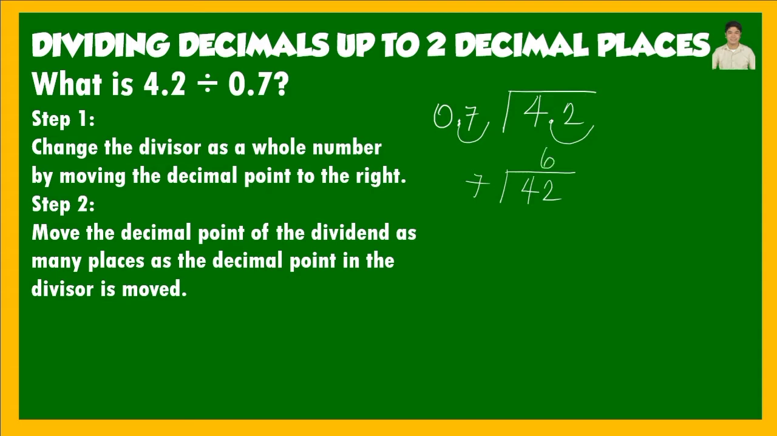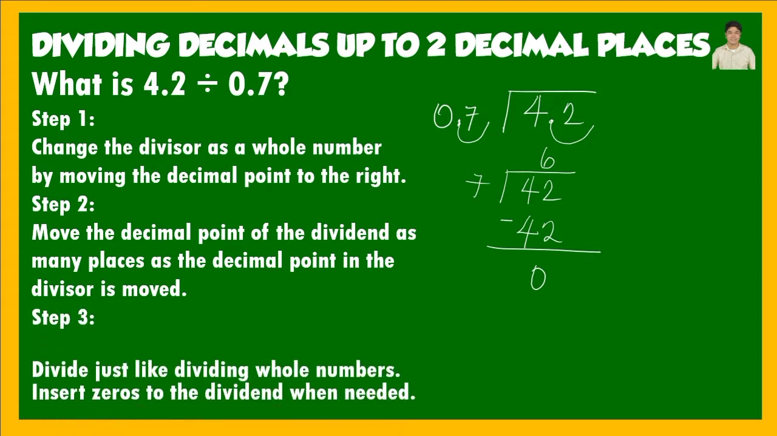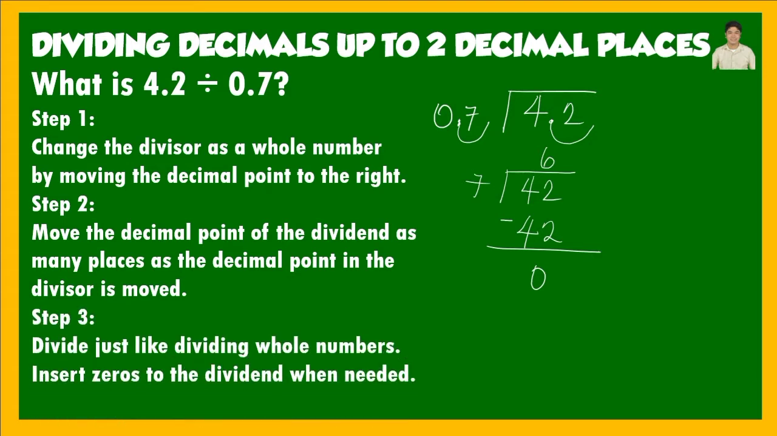And then 6 times 7, that is 42. And then we'll just simply subtract. 42 minus 42, that is 0. Now, our answer is 6. The quotient is 6. And then, to check if our answer is correct, let us multiply the divisor 0.7 by the quotient.